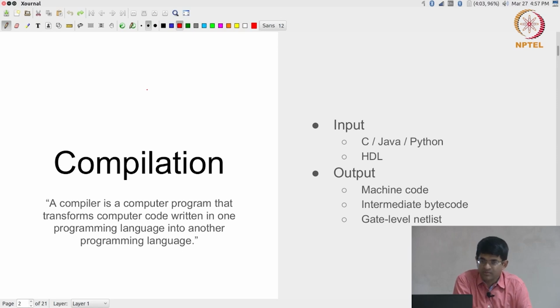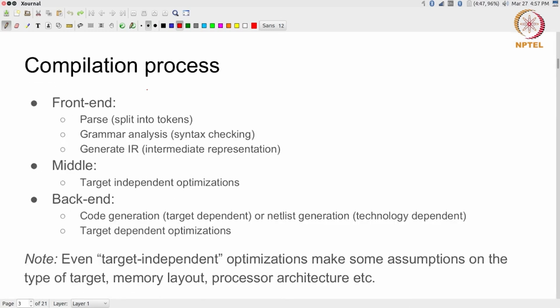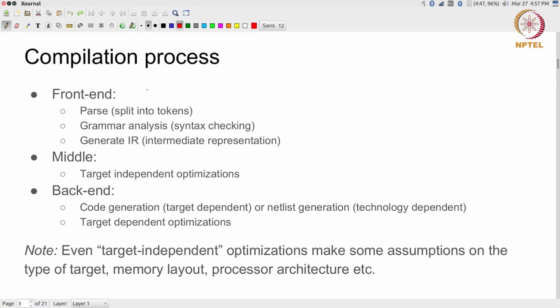What I am leaving unsaid over here is the fact that you could also have something which takes input in C and outputs Java, that is also a compiler, right, but those are rare, they are not really very useful in most cases. So, what is the compilation process? Again, this is something that you probably should have some familiarity with.